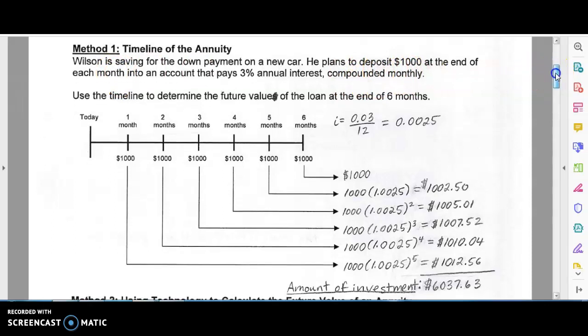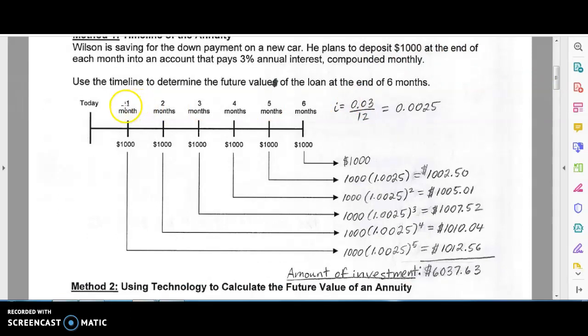So to do the timeline method, we actually draw out a diagram showing each payment that Wilson is making over the 6 months. It says he deposits $1,000 at the end of each month. So we can see here at the end of the first month, $1,000, at the end of the second month, $1,000, at the end of the third, fourth, fifth, and sixth months, $1,000 each time. To use the timeline method, we look at each payment of $1,000 separately, figure out how much interest each payment makes by the end of the 6 months, and then add all of the values together as you see done over here.